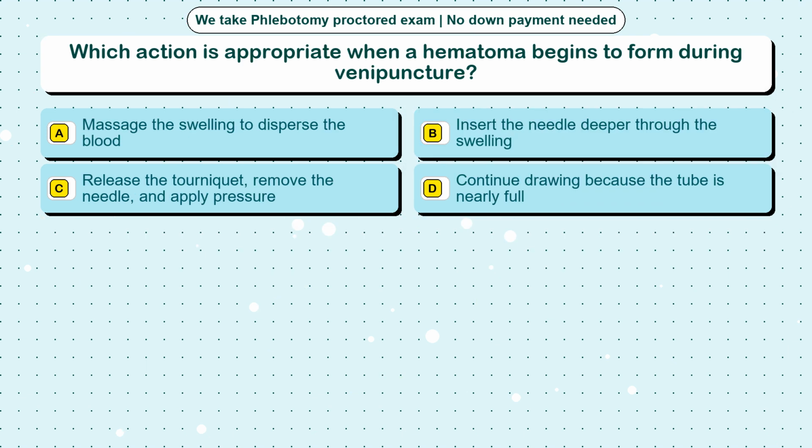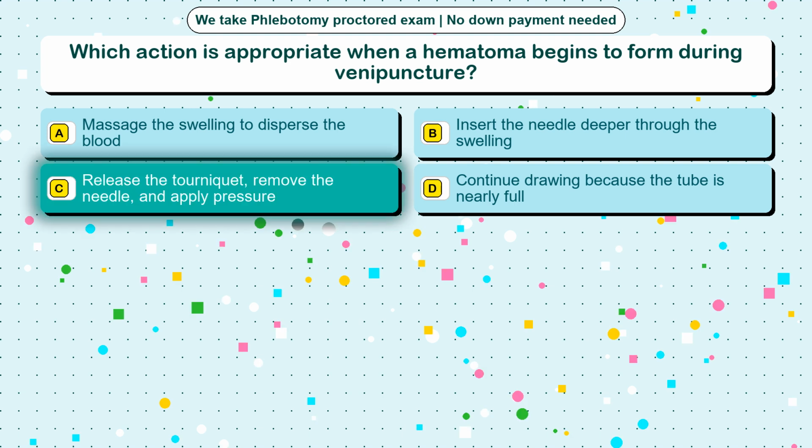Question 67. Which action is appropriate when a hematoma begins to form during venipuncture? Option A, massage the swelling to disperse the blood. Option B, insert the needle deeper through the swelling. Option C, release the tourniquet, remove the needle, and apply pressure. Option D, continue drawing because the tube is nearly full.